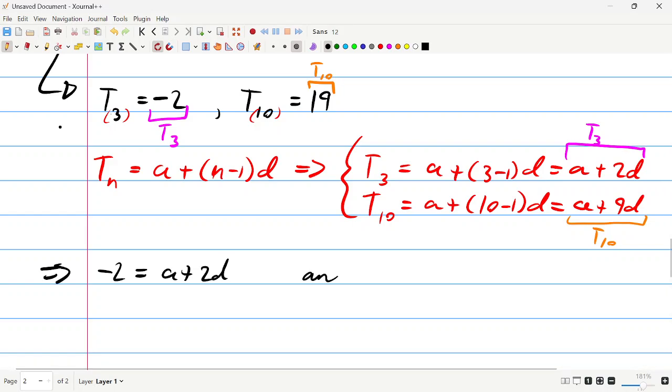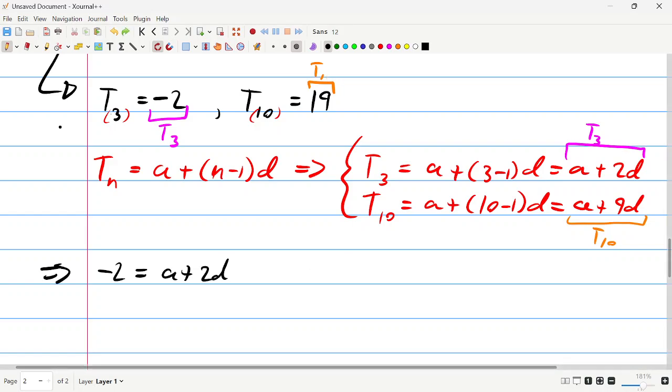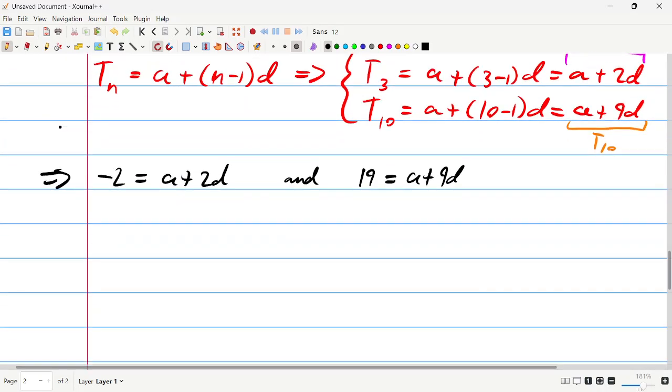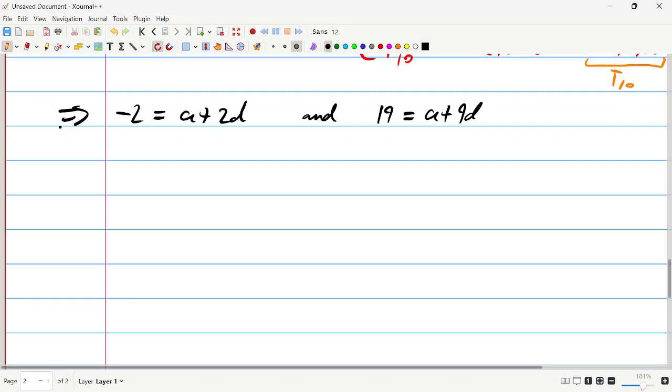And then we also know, I'm going to do an AND type of thing over here, and we are going to have 19 is equal to A plus 9D. And this just looks like a simultaneous equation question where we need to solve for A and D simultaneously. So therefore, let's continue from here. We want to let A be the subject of the formula because it's easier. So in this case, A would just be equal to, when we take 2D over, negative 2 minus 2D.